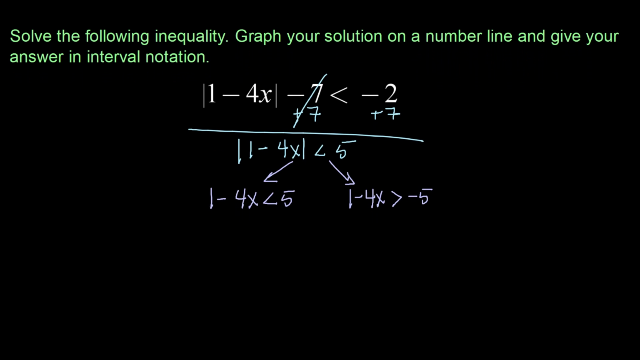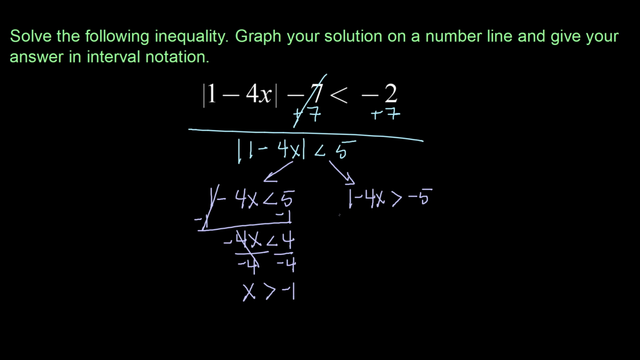All right, so now isolating that x value, subtracting 1 from both sides, I have negative 4x is less than 5 minus 1, or 4. Dividing by negative 4, remember, when I divide by a negative, I need to flip the symbol, so that's going to give me x is greater than negative 1.